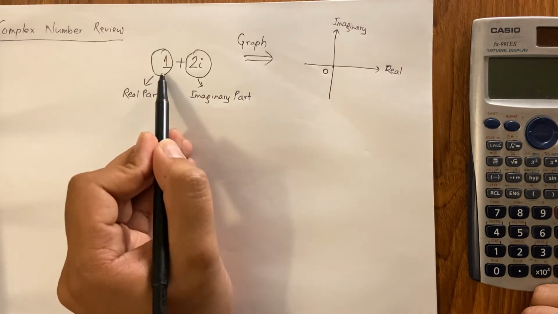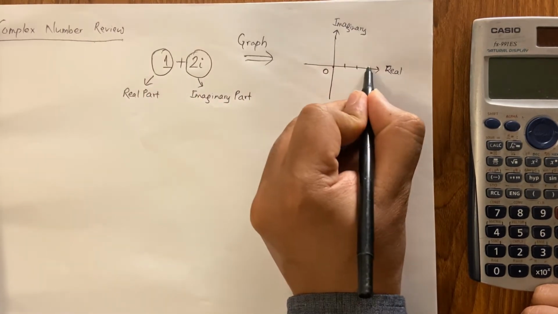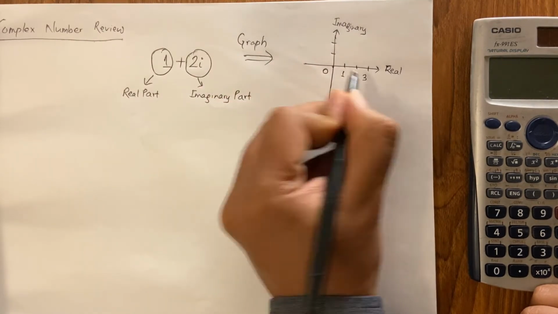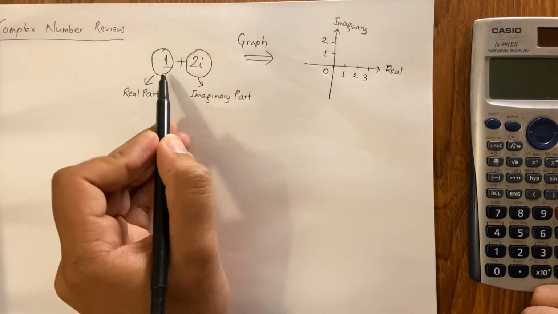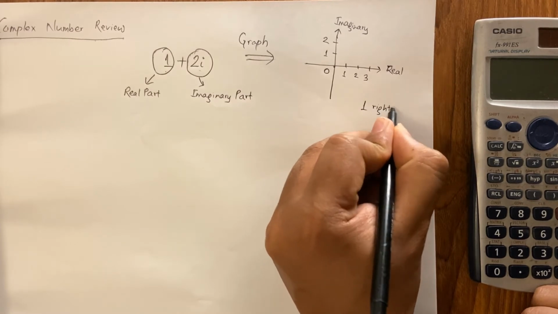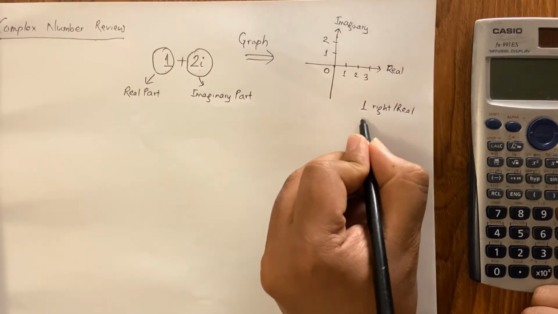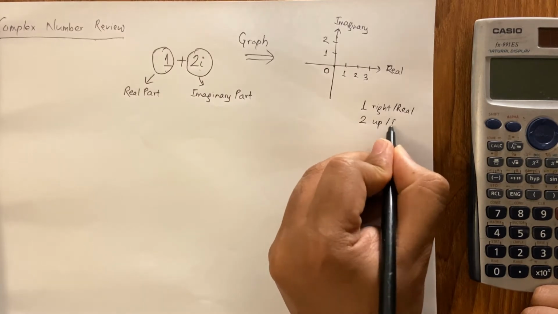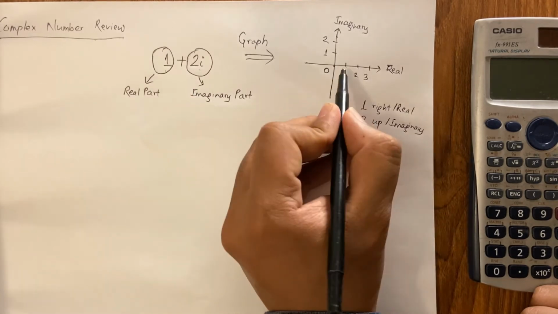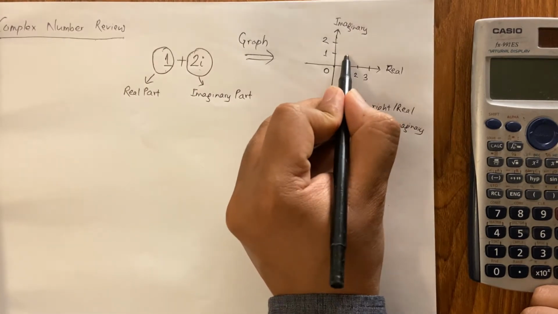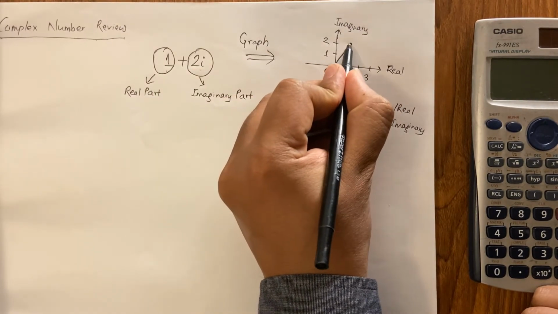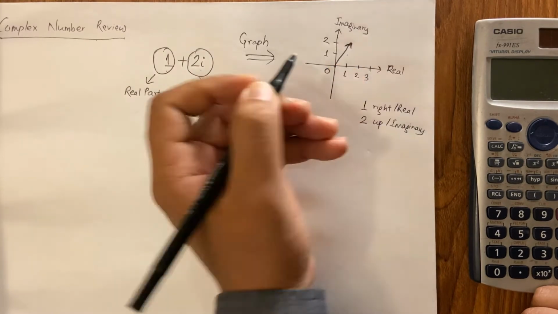Now the number in focus is 1 plus 2i. Let's draw a few here. So this is 1, 2, 3, 1, 2. 1 plus 2i means we go 1 on the right or the real axis and 2 up on the imaginary axis. So in this case we go 1 on the real and 2 on the imaginary axis, which brings us all the way up there, and that is our complex number.